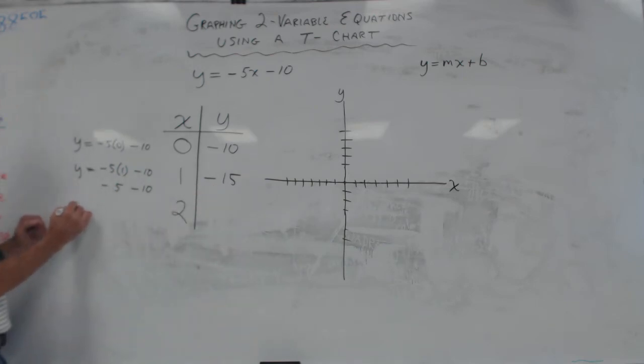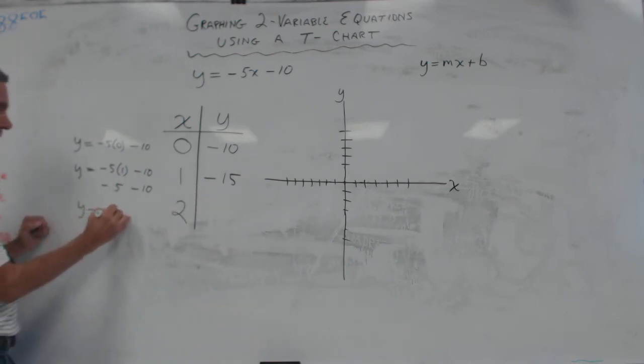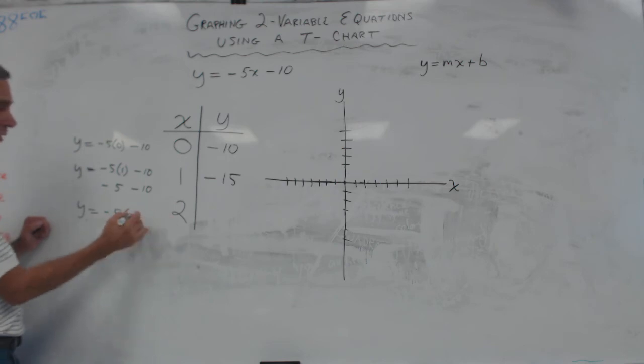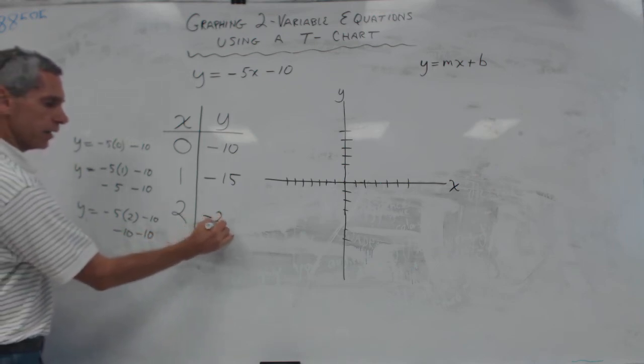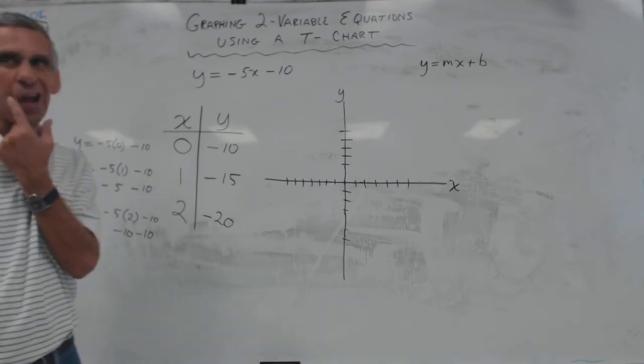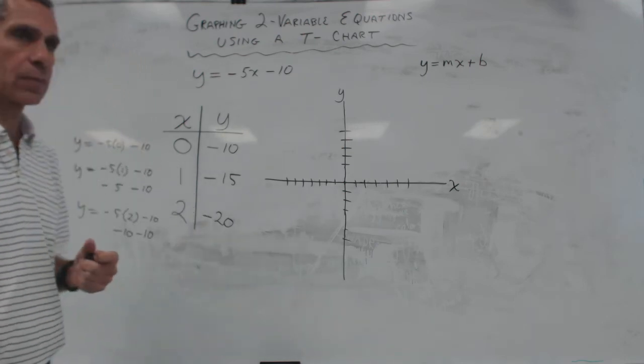And then let's try this one. y is equal to negative 5 times 2 in this case, minus 10. Negative 5 times 2 is negative 10, minus 10 is negative 20, right? Oh boy, now how would I graph this?